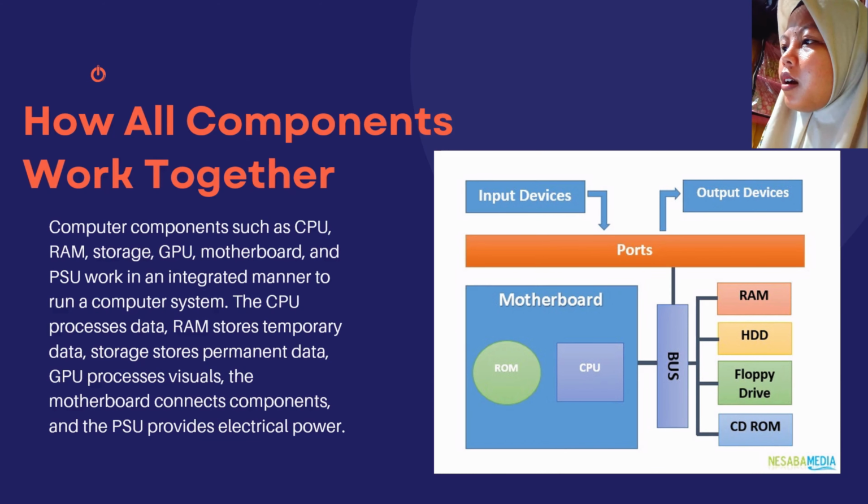Next is how all components work together. All computer components work in an integrated manner. The CPU process data, RAM temporarily stores, storage provides permanent storage, the GPU handles graphics, the motherboard connects everything, and the PSU supplies electrical power.